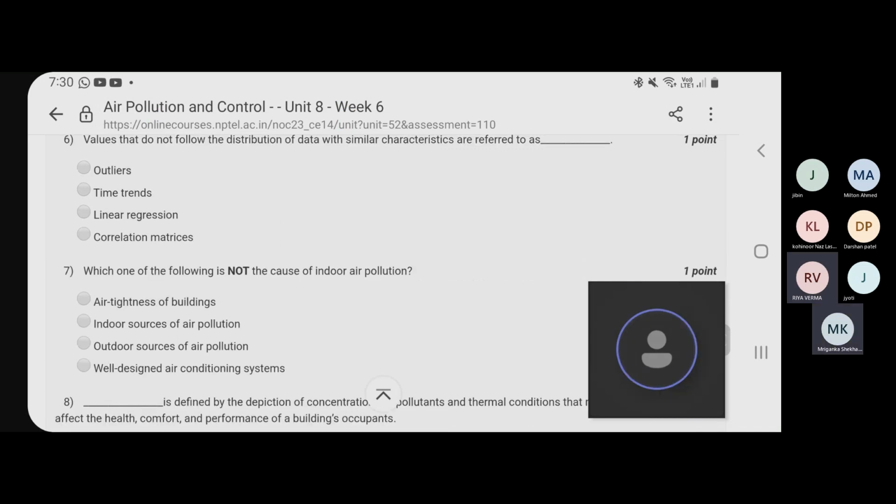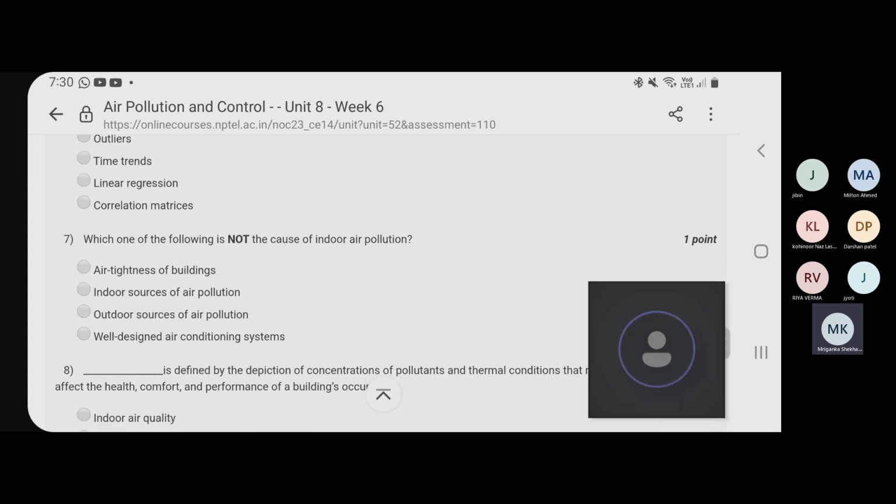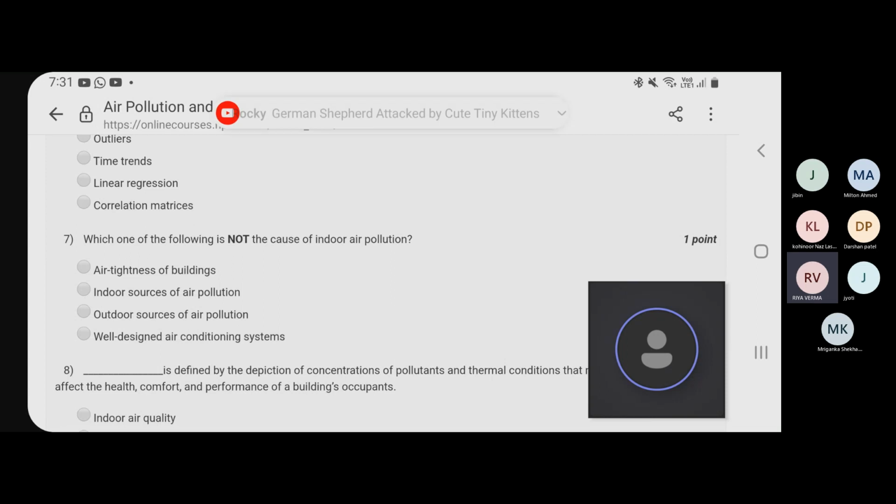Question number six, I got as A. That do not follow the distribution of data with similar characteristics. Correct, it will be your outliers. And next number is seven, I got as D. Which of the following is not the cause of indoor air pollution? Air tightness, yes, it is. Indoor sources, it is. Yes, it is. Well designed air conditioning, because poorly designed air conditioning systems are a source of pollution. So it will be D.